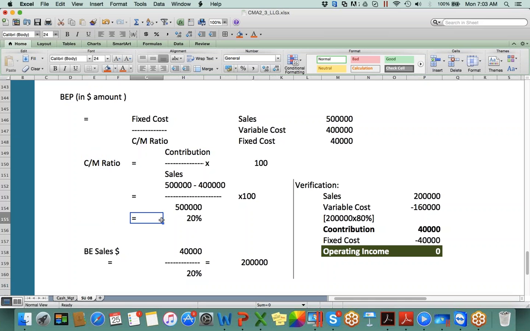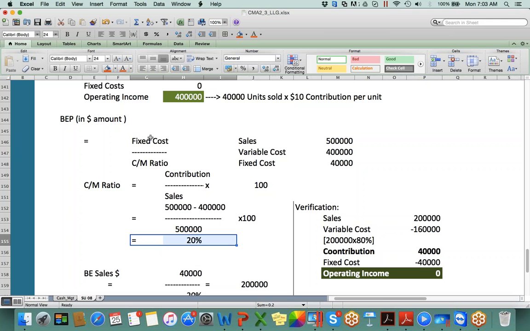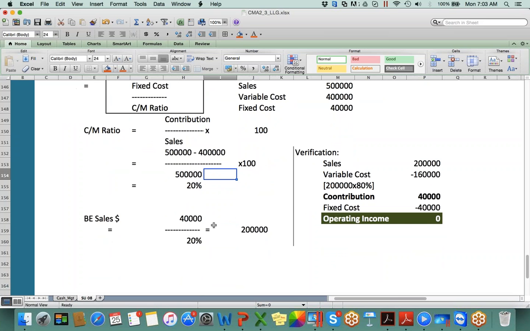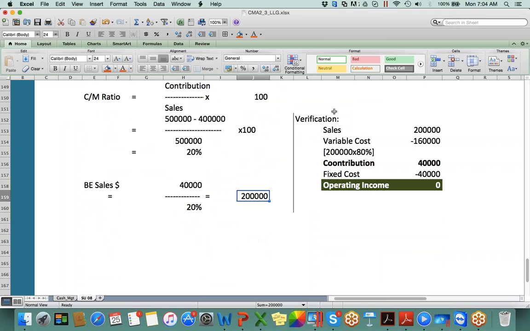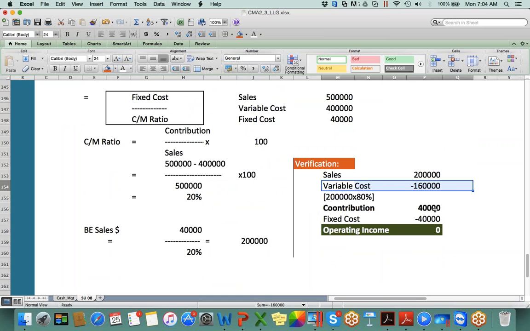So here the contribution margin ratio calculated is 20%. Now apply the formula: fixed cost over contribution margin ratio. So fixed cost over contribution margin ratio is giving me 200,000 of sales. Let me verify whether it is right or not. To verify, you use the marginal costing equation. What is that? Sales 200,000, variable cost 160,000. How did you get 160,000?